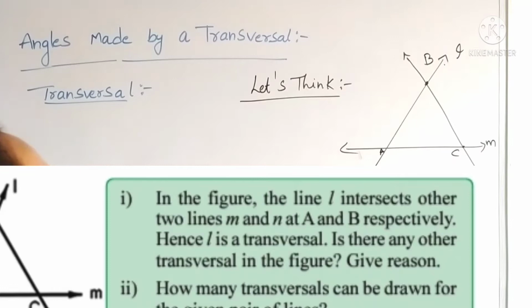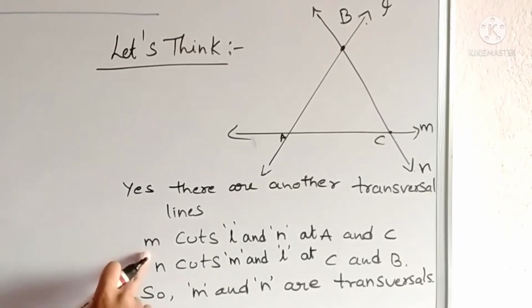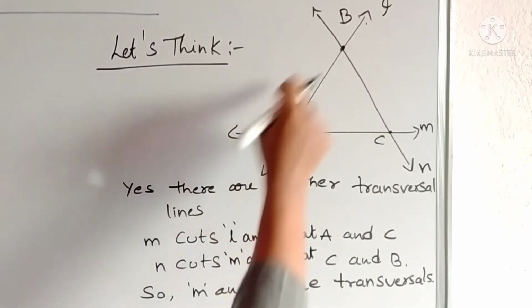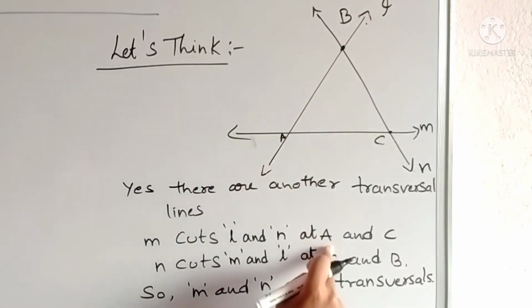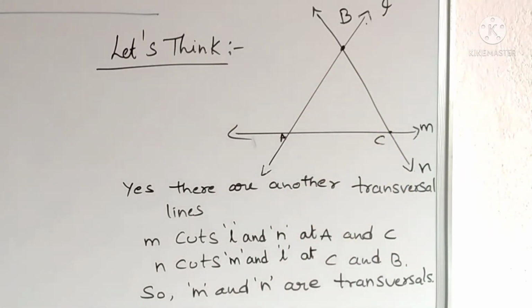Okay, so what is transversal line? If a straight line intersects the two straight lines at two distinct points అంటే separate points దగ్గర intersect చేయాలి. Okay, so yes, there are another transversal lines. Here M, see this M cuts L at A, okay, and N at C at two distinct points దగ్గర కట్ చేస్తుంది. So M is a transversal.